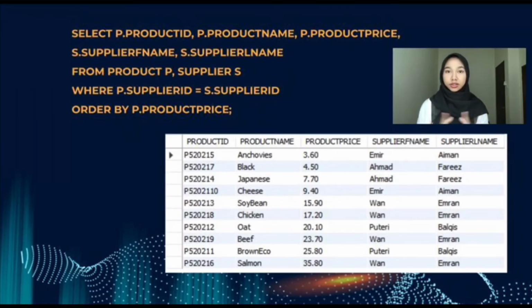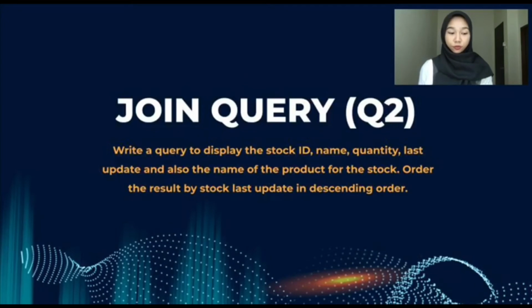Alright, so for join query question number 2, the question is: write the query to display the stock ID, name, quantity, last update, and also the name of the product for the stock. Order the result by stock last update in descending order. Okay, so let's move on to the SQL.